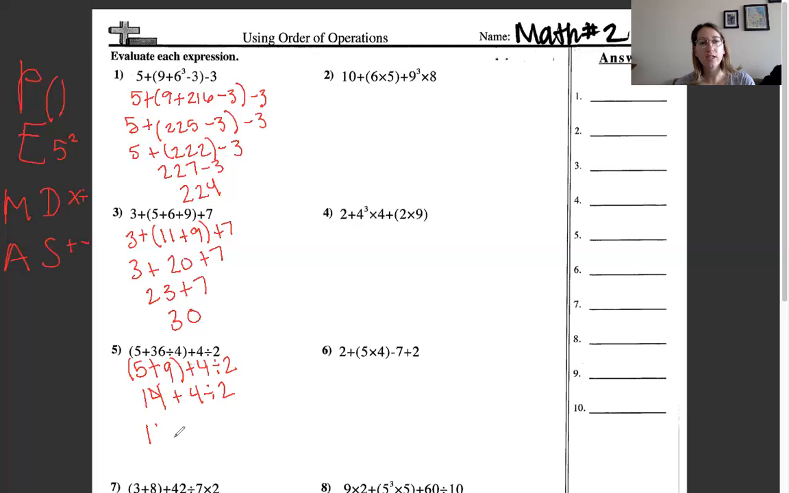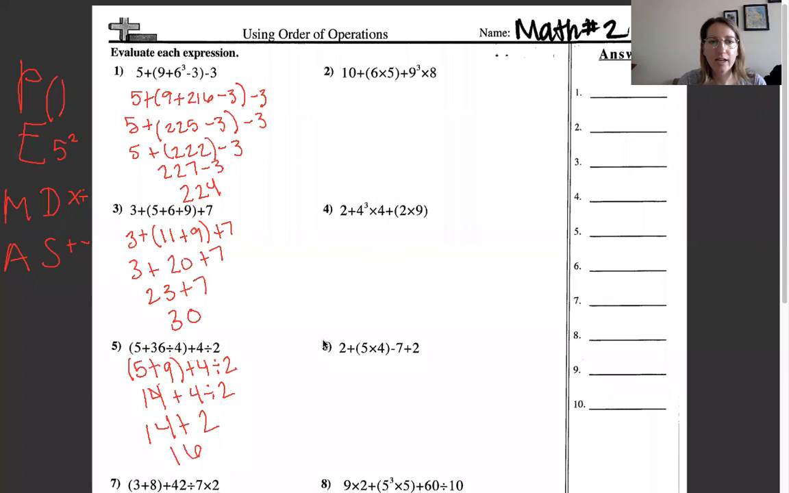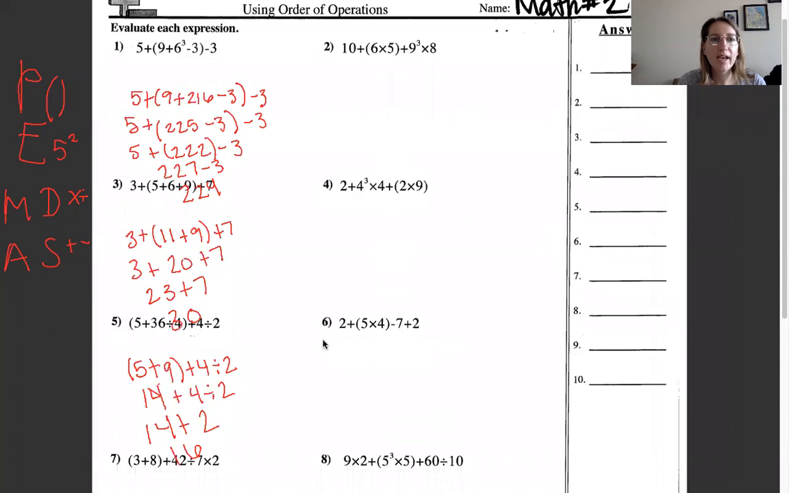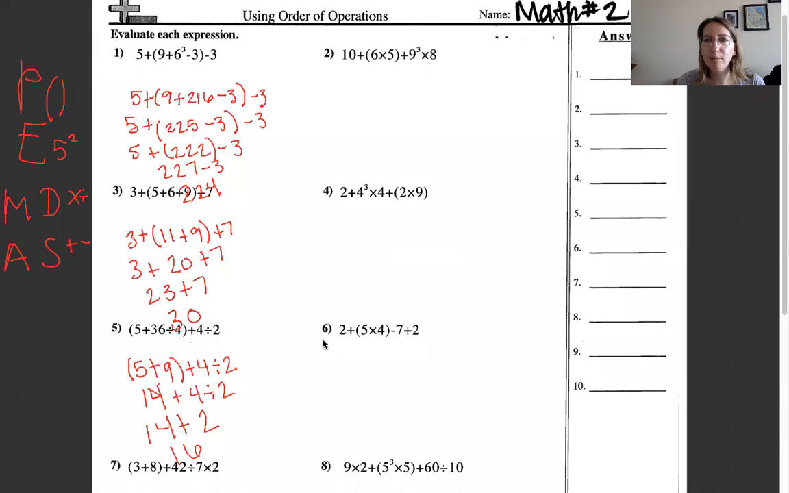We do 14 plus 4 divided by 2 is 2, and that gives us 16. Okay? If you had done 14 plus 4 and gotten 18 divided by 2, you got 9. Wrong. Okay, you got to follow the order of operations, right? Okay, let's see here. Oh man, I kind of had a feeling that was going to happen.